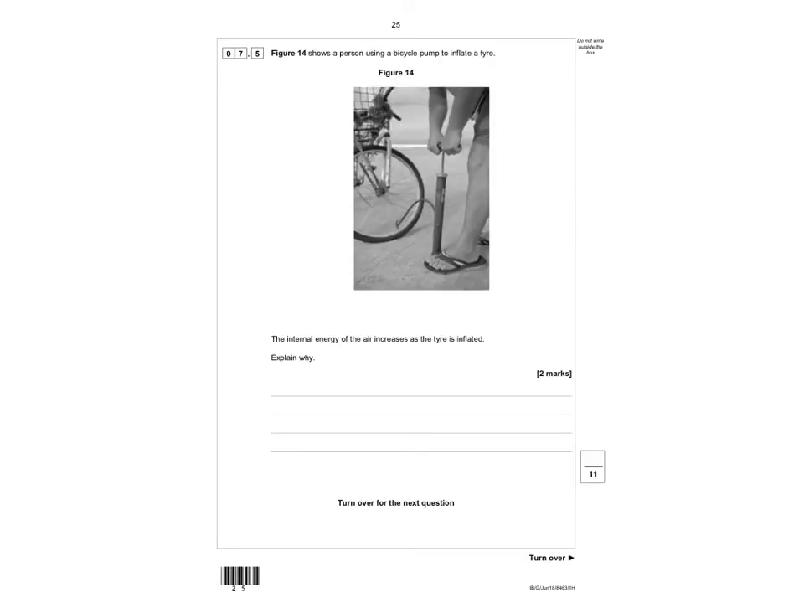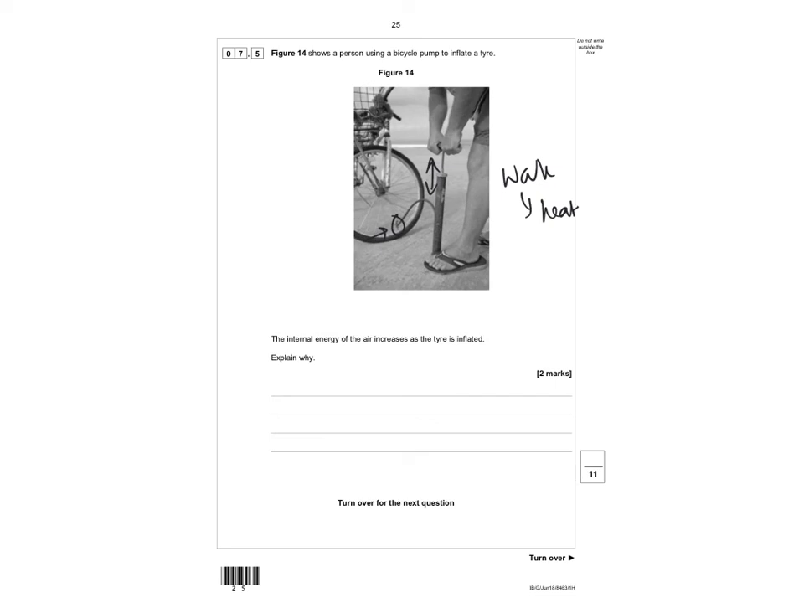Finally, 7.5, figure 14 shows a person using a bicycle pump to inflate a tyre. The internal energy of the air increases as the tyre is inflated. Explain why. The first thing to realise is the person is doing work. They're continually moving the piston up and down. And as soon as you do work, you always end up with energy wasted as heat. Last time you pumped up a bike, if you touched that part just here, you'd know that it's very warm and can actually hurt. So the internal energy of the air increases.